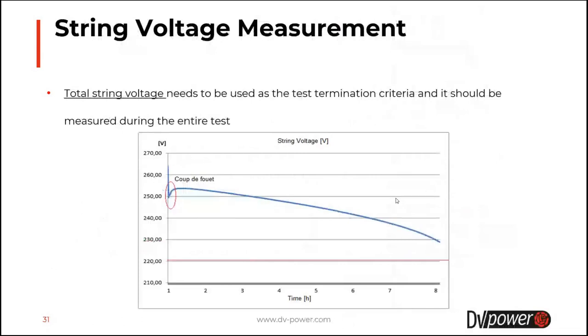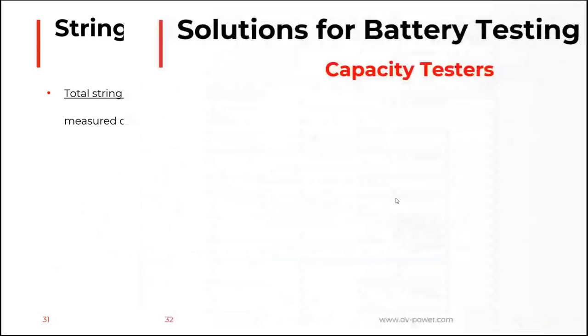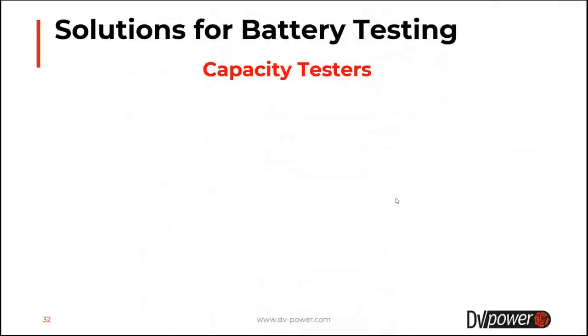We saw why it is important to measure the voltage of each cell in the string, but also the total string voltage needs to be used as the test termination criteria, and it should be measured during the entire test. DV Power has solutions for performing the capacity test on your batteries.